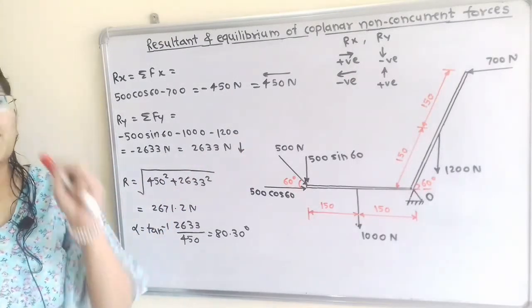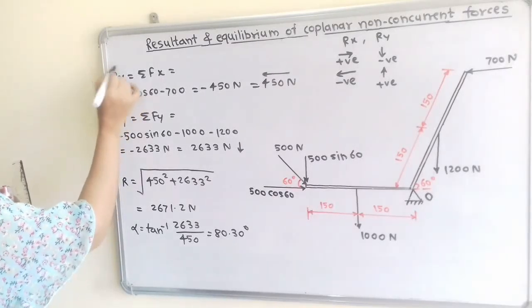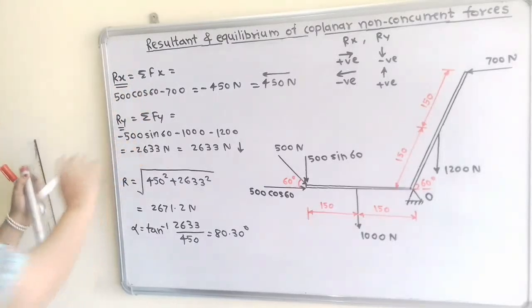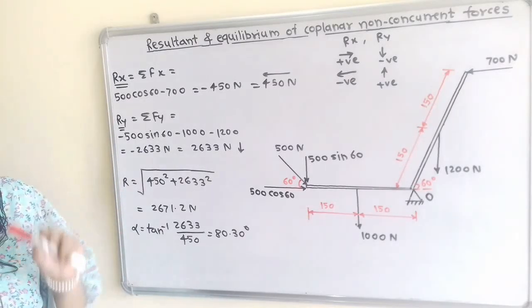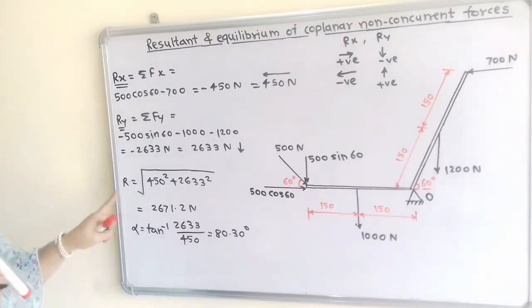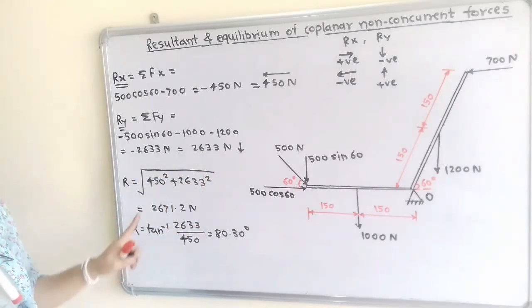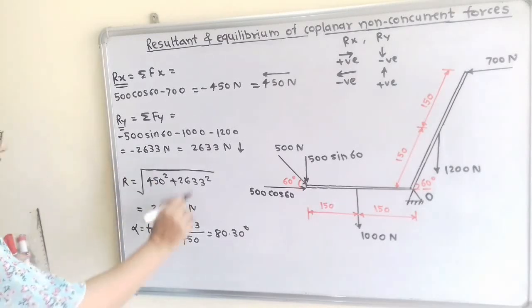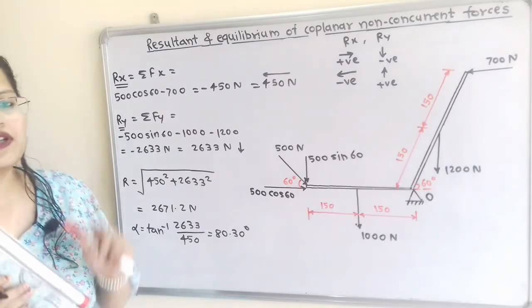Now we will find the magnitude of the resultant R. We can find the value with the use of Rx and Ry. So the under root of Rx square plus Ry square is the magnitude of the resultant R. So under root of 450 square plus 2633 square, which is equal to 2671.2 Newton. So this is the magnitude. Now we will find its direction.